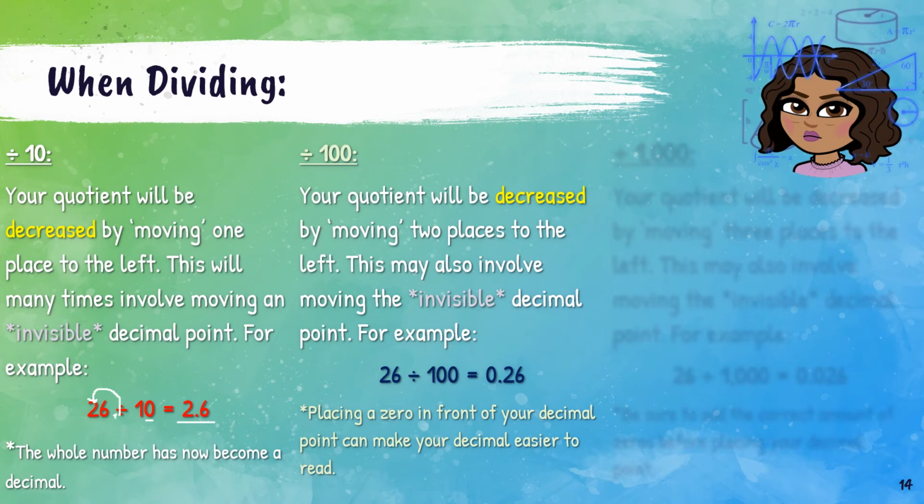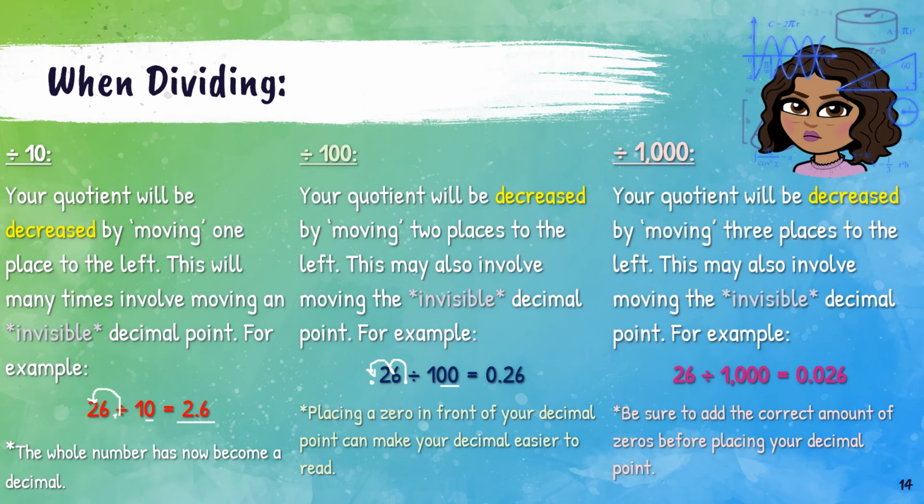When dividing by 100, your quotient will be decreased by moving two places to the left. This may also involve moving the invisible decimal point. For example, 26 divided by 100 is equal to 0.26. Again, we have our invisible point, and we're moving it this time two places to the left because we have two zeros. So here we go, 1, 2. And this is where our point should now be placed.